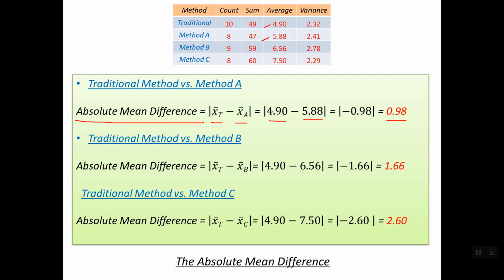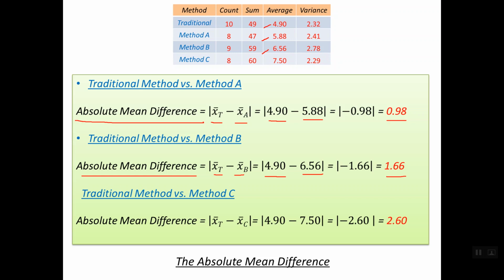Regarding the traditional method and method B, the same way we calculate the absolute mean difference between these two means. We always compare regarding the control group, which is x bar t minus x bar b. X bar t is 4.90, while the mean for method B is 6.56. It is inside the table above. So the result is 1.66.